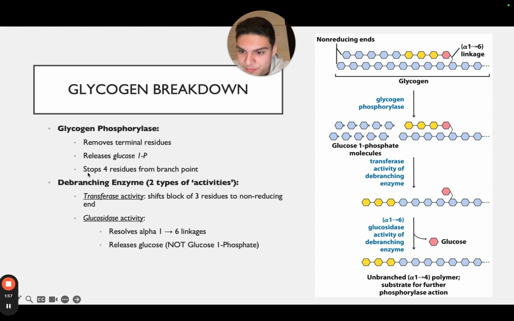that's it. You're chilling. And one caveat about glycogen phosphorylase is it stops 4 residues before the branch point. So you count 1, 2, 3, 4, and it stops. Glycogen phosphorylase will not break any of these bonds.